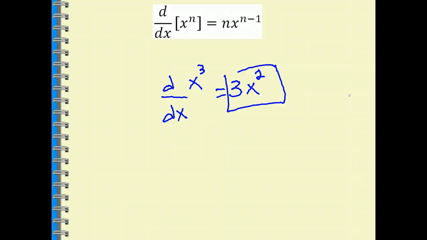So instead of having to expand the binomial x plus h to the third power and doing the limit, subtracting f of x and dividing by h and taking the limit as h approaches 0, we can just jump right to x cubed, the derivative of that is 3x squared. So something like x to the 7th, the derivative with respect to x, is simply 7x to the 6th. So those derivatives can be done very quickly and very easily.